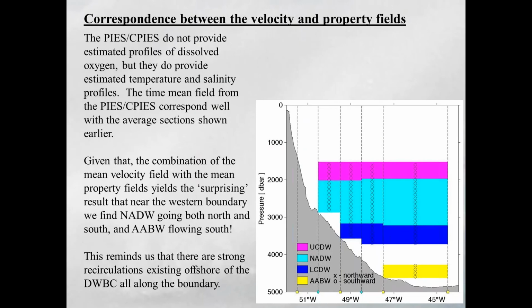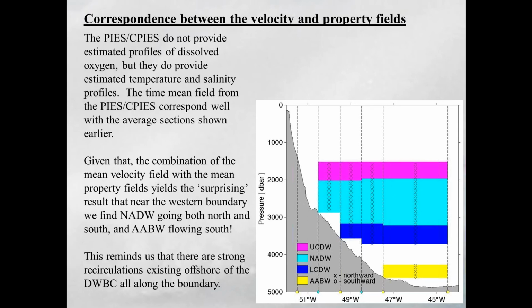Just to illustrate one of the fun facts for me, at least, about the data, I've overlaid here the depth ranges of some of the water masses that are in the deep western boundary current layer. I'll refer to the deep western boundary current layer as everything below 800. And I've put on top of it the direction of flow from the mean velocity sections that we were just looking at.